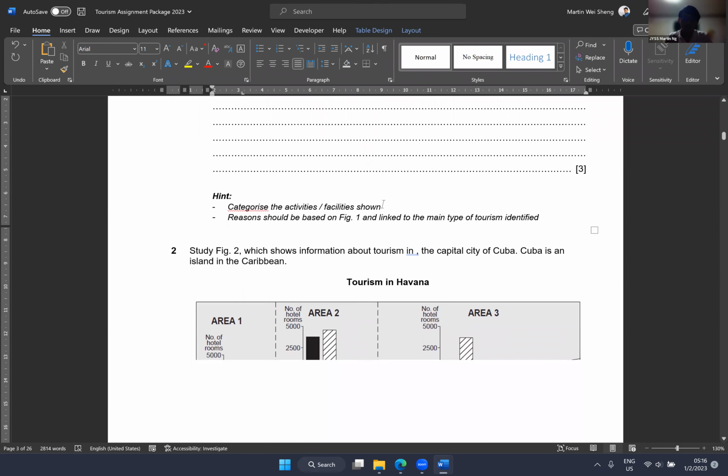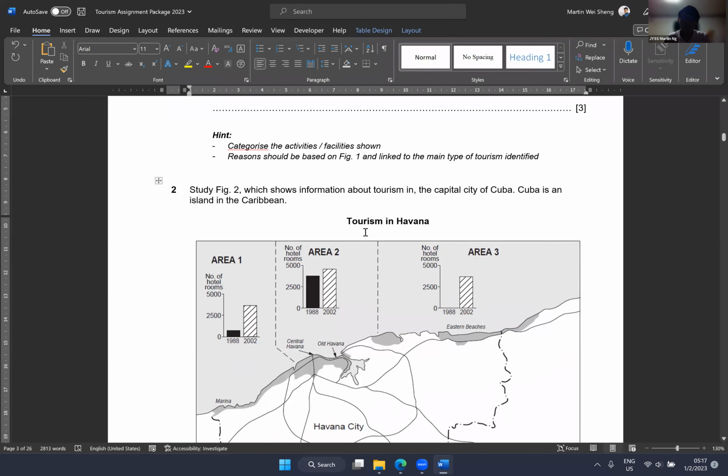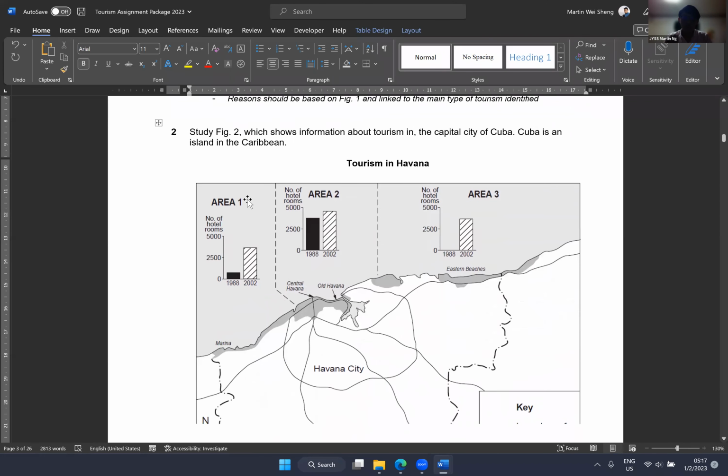Okay, so question number 2, which shows the information about tourism in the capital city of Cuba. All right, so the capital city of Cuba is this place called Havana. Okay, some of you might have heard the song before. Okay, the Havana, Havana Ulala song. Okay, so that is based on this city over here. Okay, Cuba is an island in the Caribbean.